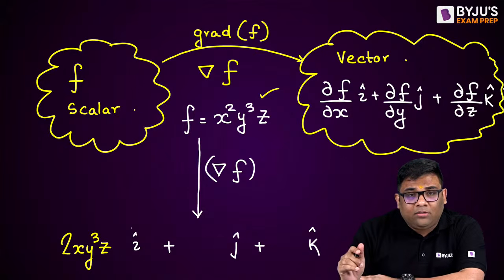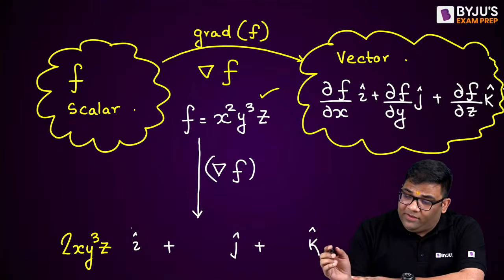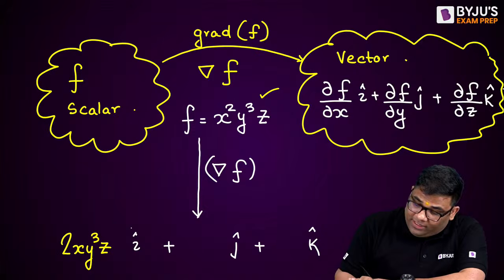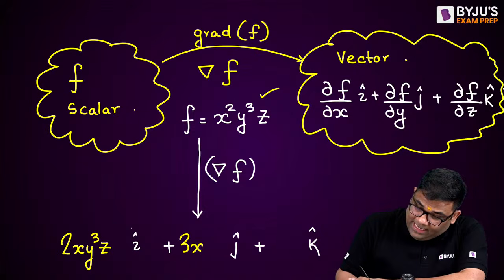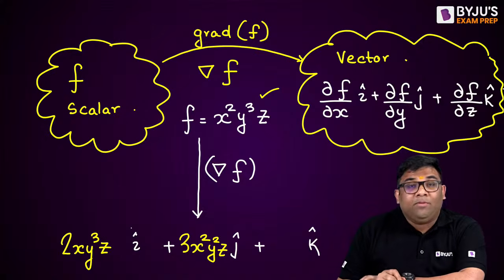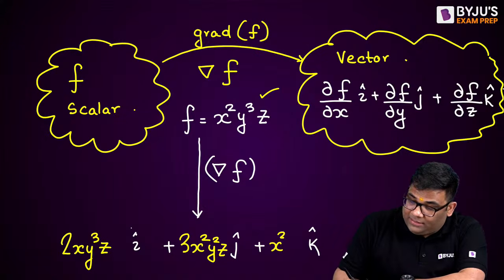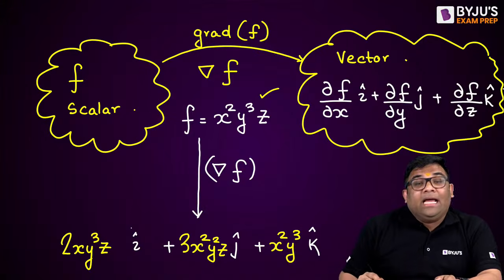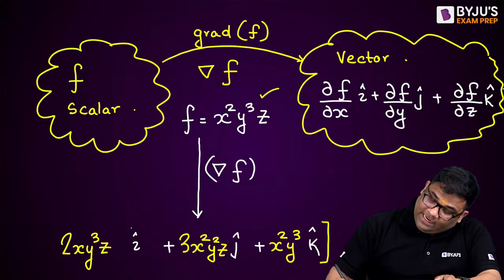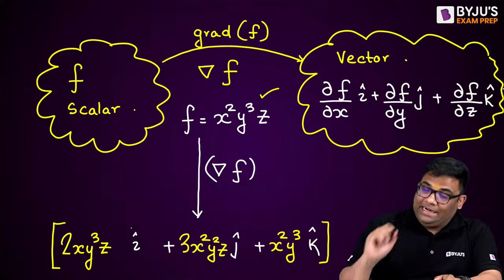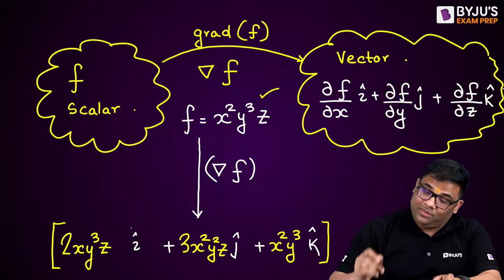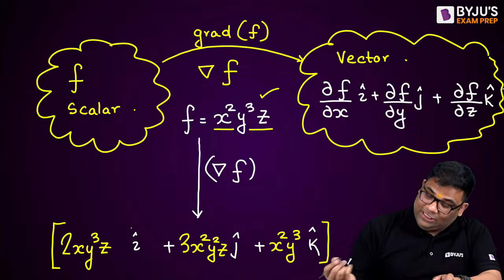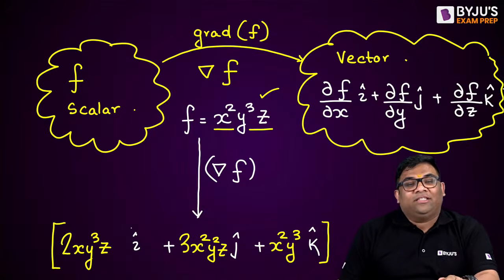Yadav has told, good answer. If you differentiate f with respect to y, what will I get? 3x square y square z. And the last term will be what? Only x square y cube. So everybody understood, right? So gradient converts a scalar function into a vector function. Easy.